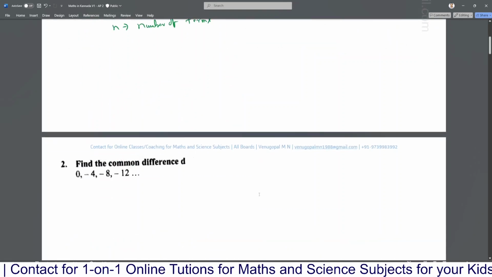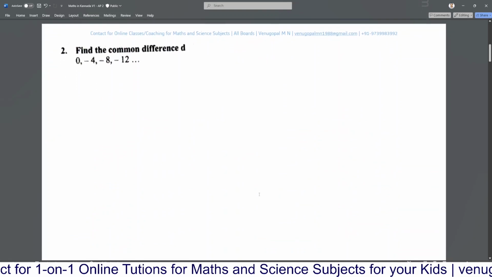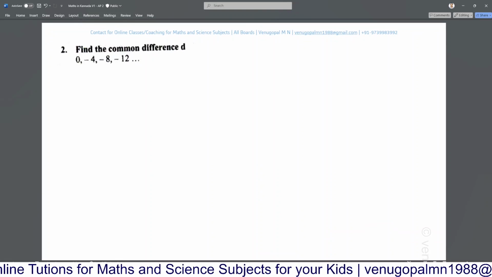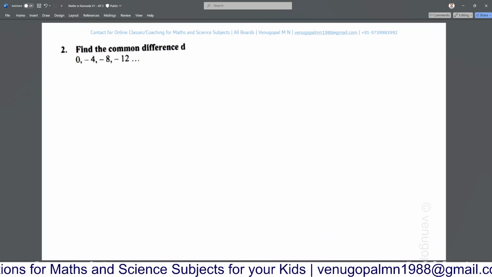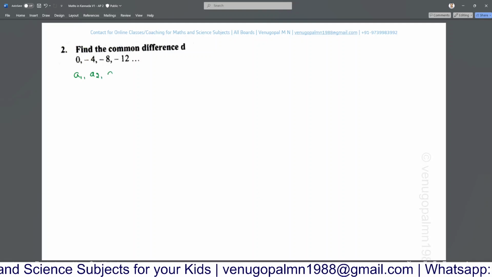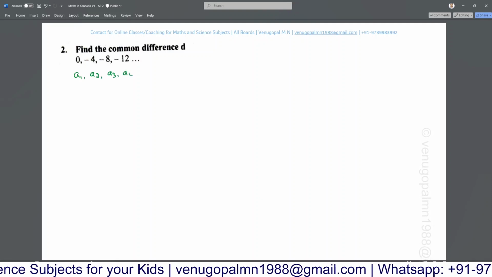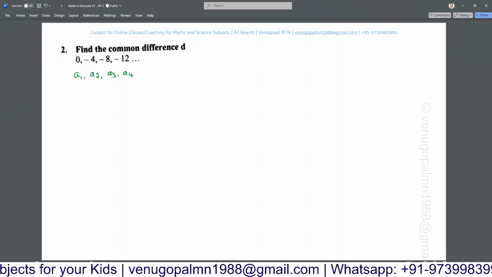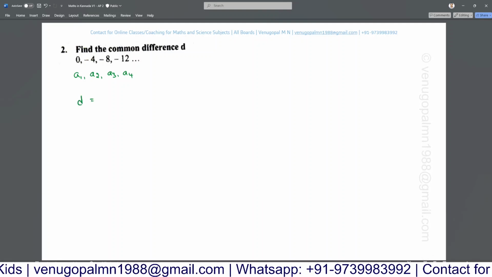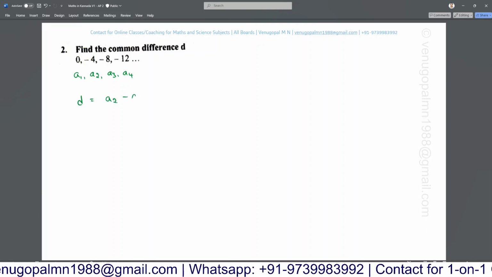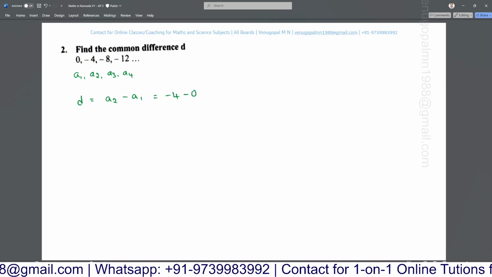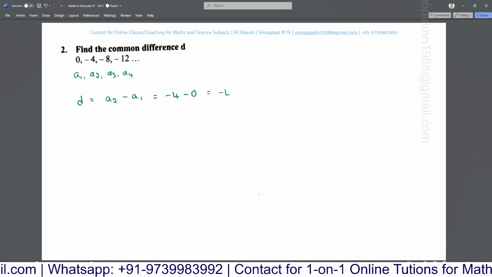So let us move on to the second problem or the question. All this carries 1 mark, guys. Find the common difference D. They have given a sequence. In this sequence, let us mark A1, A2, A3 and A4. How can we calculate the common difference? The formula for common difference D is equal to A2 minus A1, which would be minus 4 minus 0. The common difference will be minus 4.